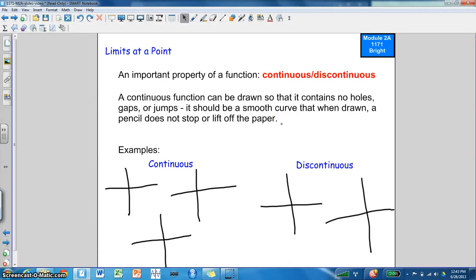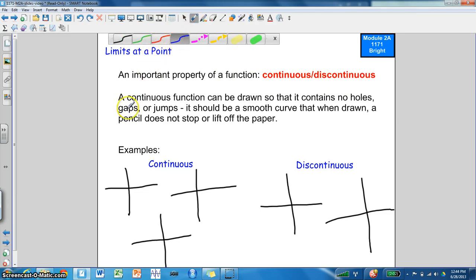Continuing our study of limits, now we talk about limits at a point. Before we actually get there though, I do want to introduce one important concept when we talk about functions. So one important property of a function is if a function is continuous, or if it's not continuous, we say it's discontinuous. Now, technically we need a little more mechanics to rigorously define what continuous and discontinuous mean. So right now what we're going to do is just give a heuristic definition.